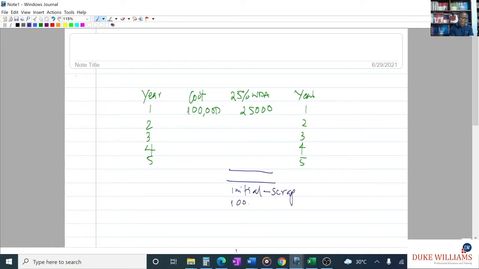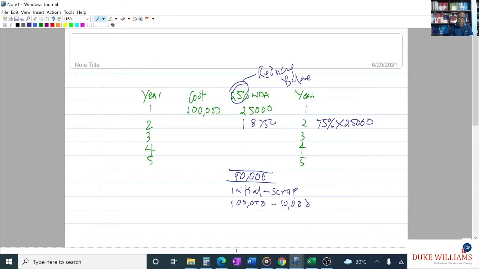So in that case, if initial is 100, I'm taking out 10,000 to arrive at 90,000 here. Now, what you need to understand is, because it's 25% reducing balance, then it means that in the following year, this balance is going to be 75% of the previous year's balance. So then that will give me 18,750.